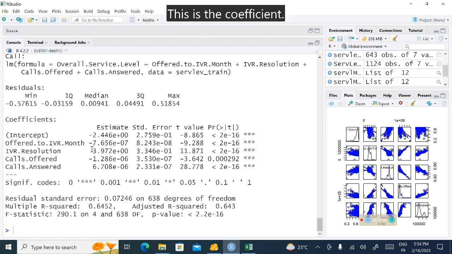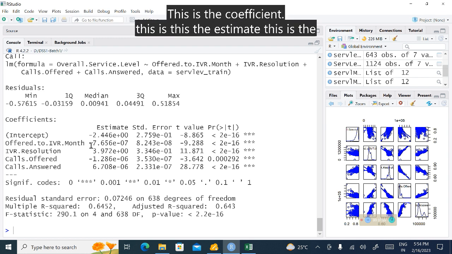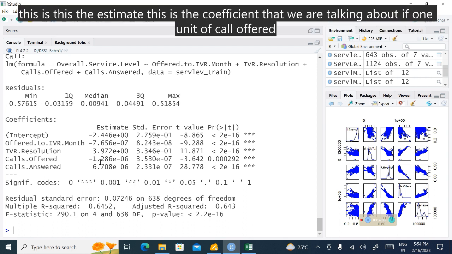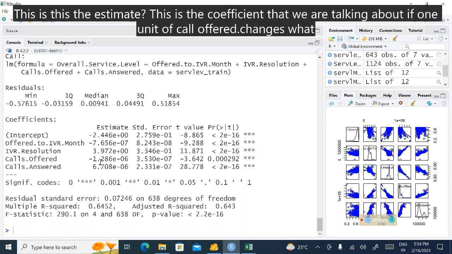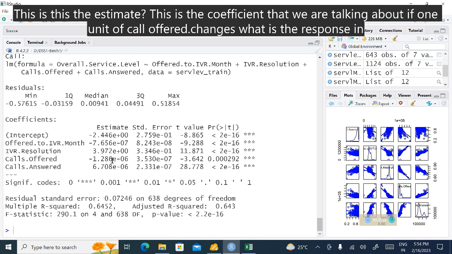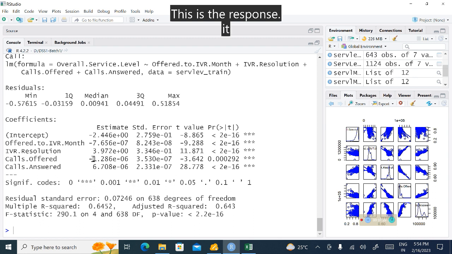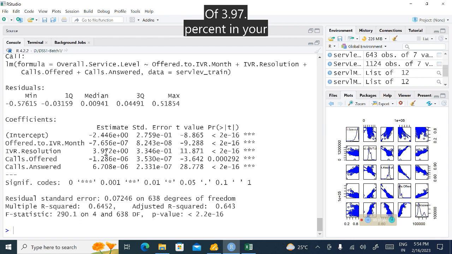This is the estimate, this is the coefficient that we are talking about. If 1 unit of call offered changes, what is the response in y? This is the response. It changes negatively. If IBR resolution increases by 1 unit, there is a change of 3.97% in your service level.